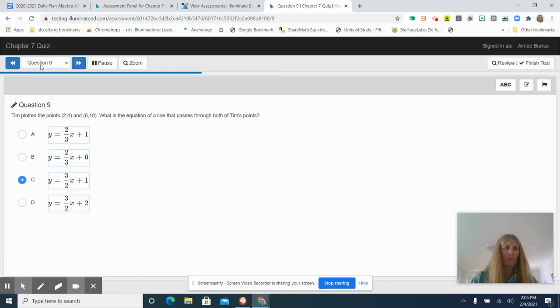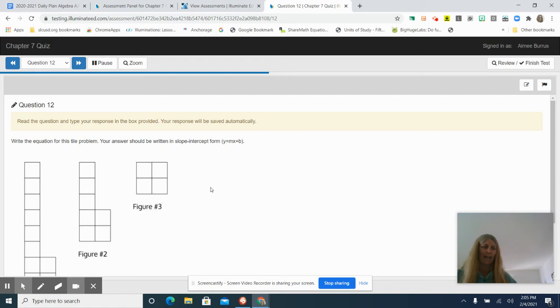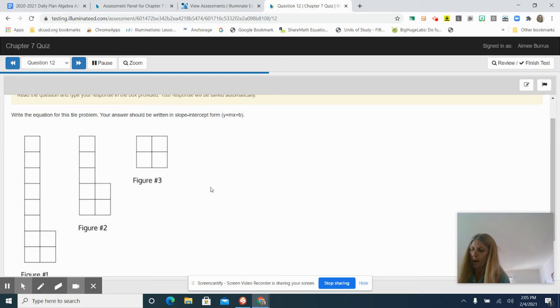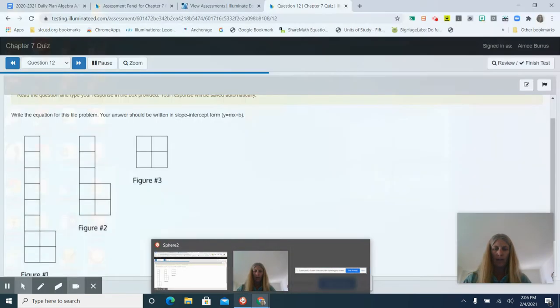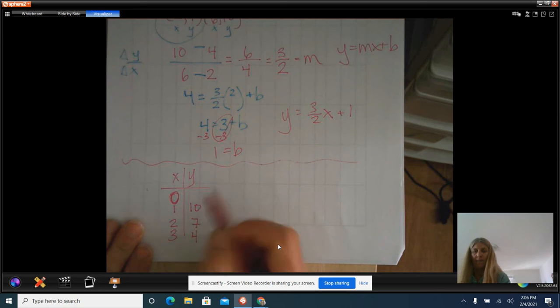The next question we're going to go over is question number 12. And question number 12 was a tile problem. So whenever you have a tile problem, we need to go ahead and make an XY table starting with figure 0. And then we see figure 1 and figure 2 and figure 3, and we start by simply counting. So I see figure 1 has 4, 5, 6, 7, 8, 9, 10. Figure 2 has 4, 5, 6, 7, and figure 3 has 4. So now that we know that, we are going to go ahead and find the pattern.